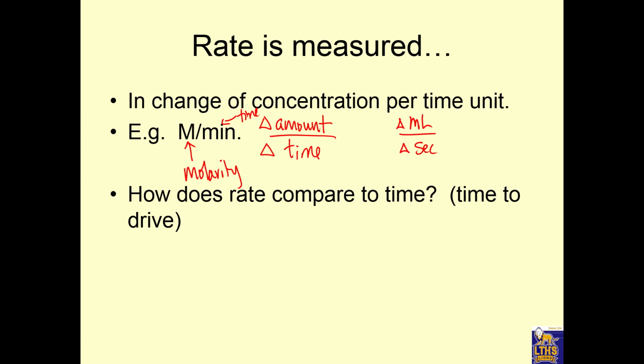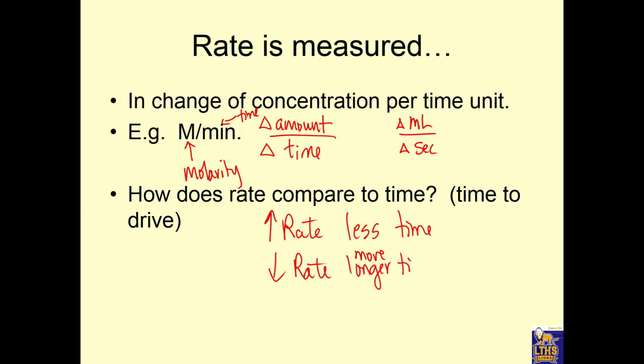How does rate compare to time? Faster rate means it takes less time. Okay. Lower rate means it takes longer time, more time. Okay, so they're inversely related.